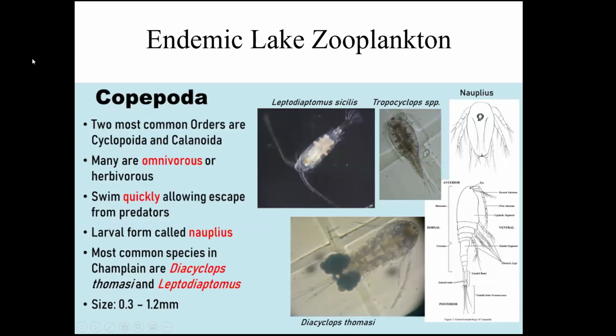Another major component of the plankton are the copepods. These are some of the common copepods in Lake Champlain. These are larger, they grow slower, they don't have the ability to be parthenogenetic. They're larger, they feed on larger prey items and larger food items for the most part. Many are omnivorous, both predators and feeding on algae.